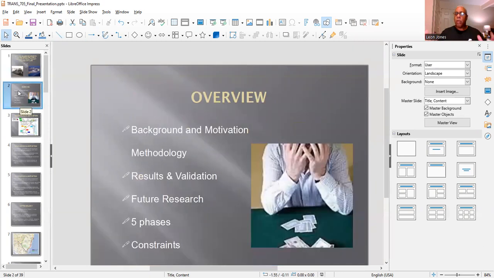Now, I'm going to deal with my overview. I'm going to give you a little background of the project, the methodology, the results and validation. Will there need to be future research? 5 phases. And of course, constraints.